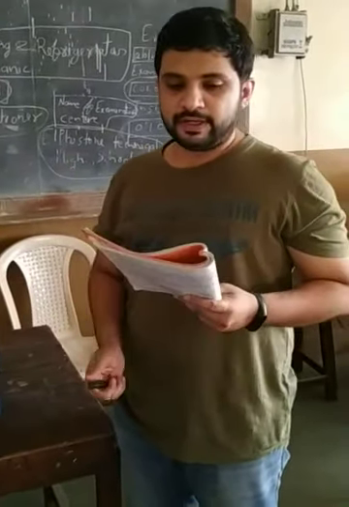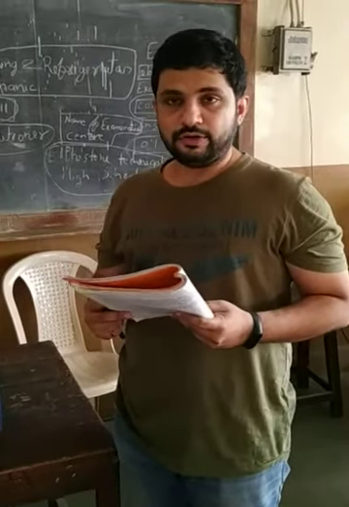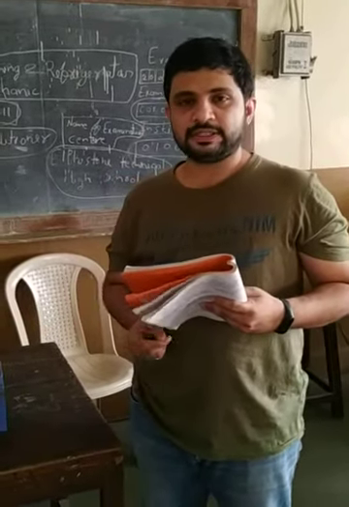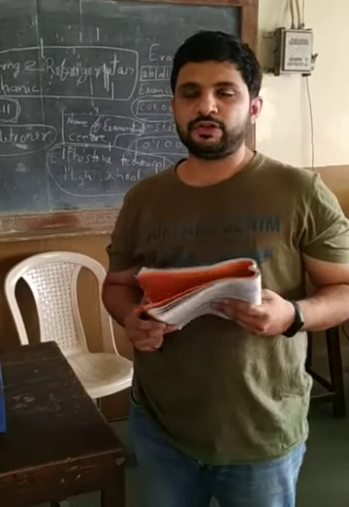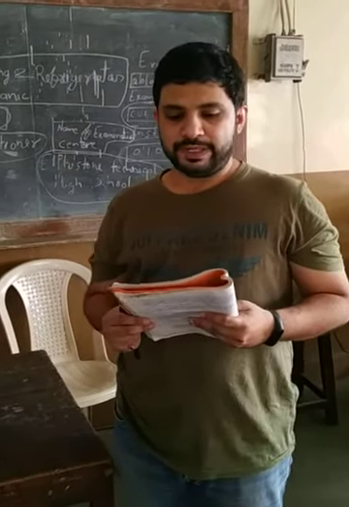So today we are doing practical number 11, that is determination of thermal conductivity of a metallic rod. We know that conduction takes place according to Fourier's law, that is heat Q equals minus K into dT by dx.